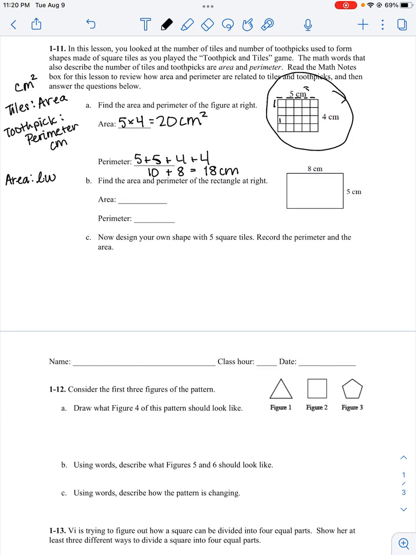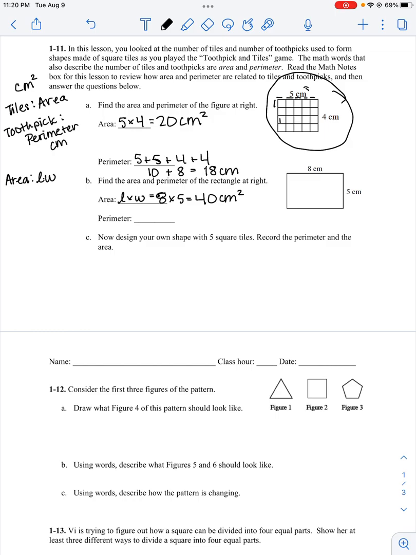Moving to part B, I'm going to do the same thing. Area is length times width. So 8 times 5, which is 40. The unit is centimeters. Area is squared.